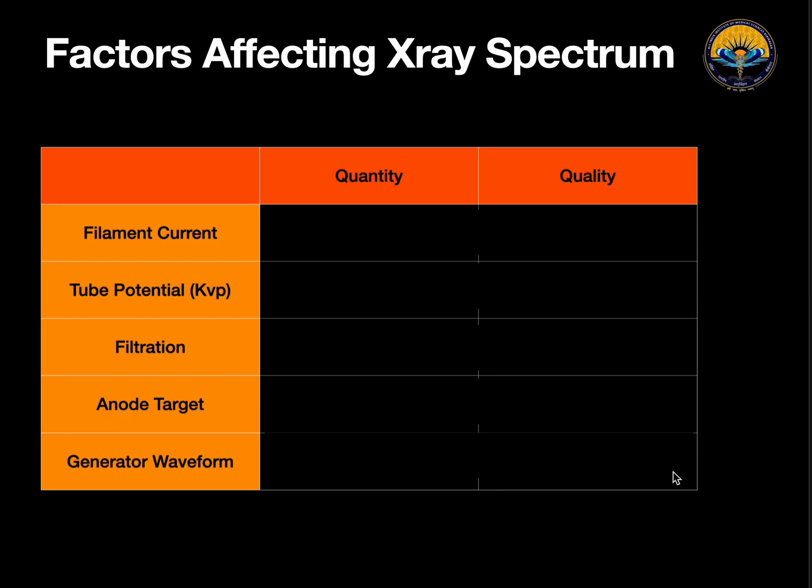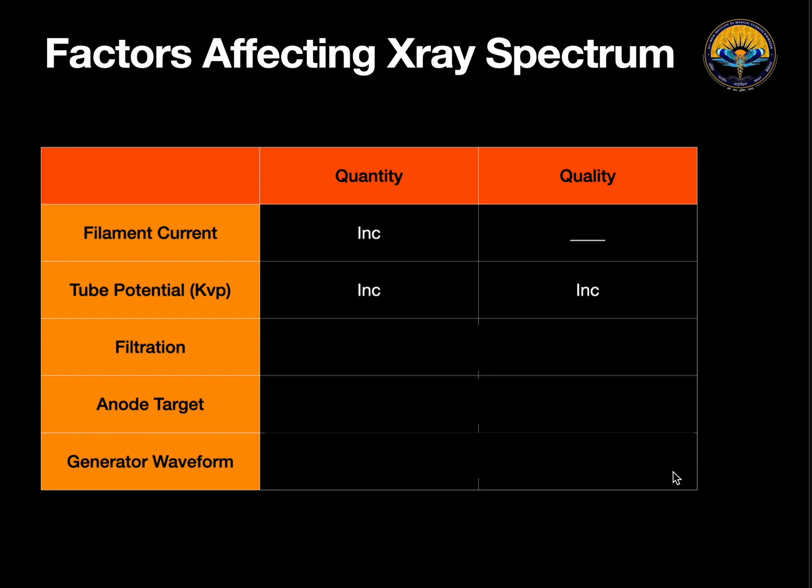Again, let's revise this. Factors affecting the X-ray spectrum. Filament current: if we increase the filament current, we have more electrons available, but the speed will remain the same. That is, the quantity will increase, quality will remain the same. Whereas if we increase the potential difference, the tube potential, then we have more electrons coming at a faster pace. So quantity and quality both will increase.